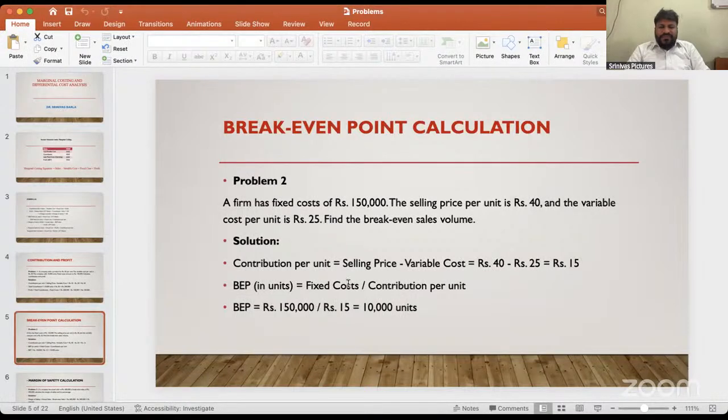Next, break-even units we have to calculate. The fixed cost is 1,50,000. Here the contribution per unit is 15 rupees. Total 10,000 units. So if the company sells 10,000 units, they will earn 1,50,000 rupees.